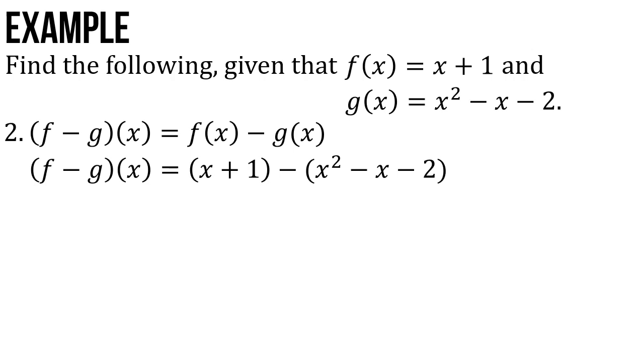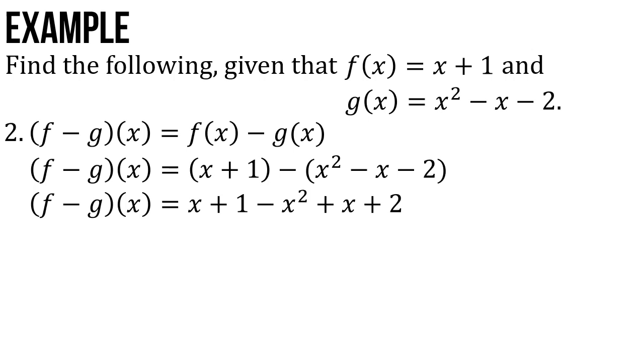So if you remove the parenthesis, it will become f minus g of x equals x plus 1 minus x squared plus x plus 2. So see, the operation symbol, the subtraction symbol minus or negative, was distributed to all the terms inside x squared minus x minus 2.